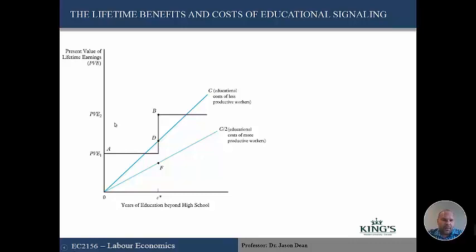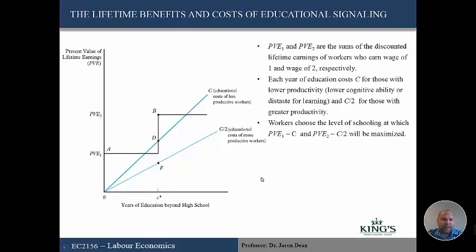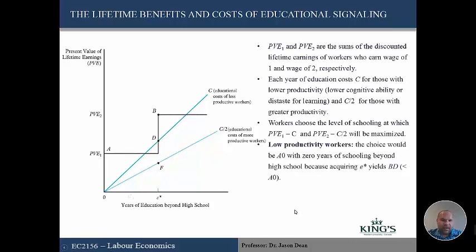Okay, what about high ability? Well, if they were to get 0 years of schooling, they would get this distance here. But if they actually get E-star, they're going to get B as the present value of lifetime earnings, and the cost is all the way down here at F. So this distance here is greater than this distance here, and so again, yes, we do have a separating equilibrium.